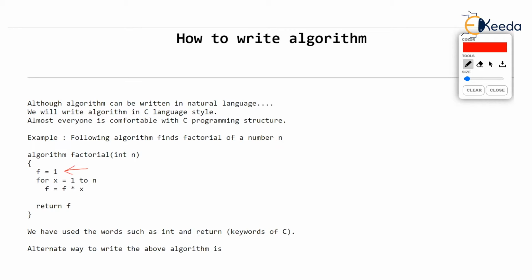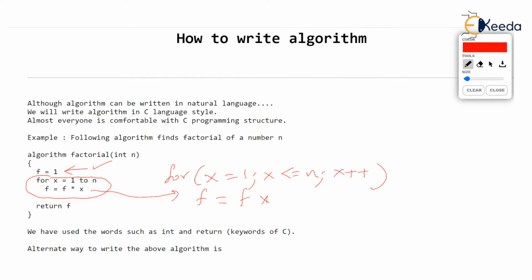Initially it is 1, and then we will have a loop. Now check how the loop has been written: x goes from 1 to n. This same loop will be written in C as for x equal to 1; x less than or equal to n; x plus plus, and the statement in the loop is f becomes f into x. So the for loop that we write in C has been written in some fashion like this in our algorithm.